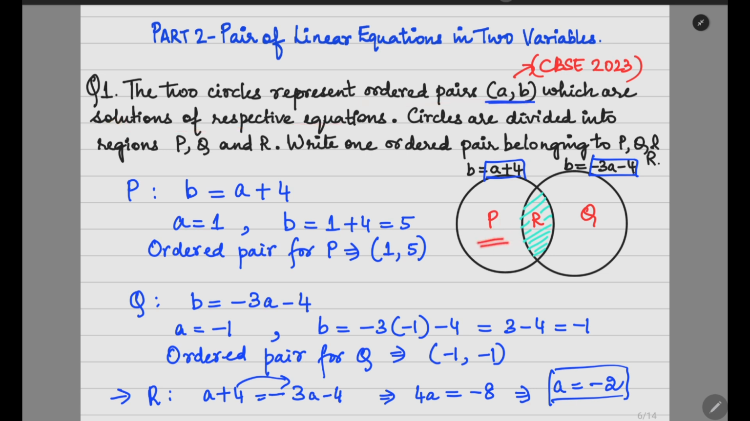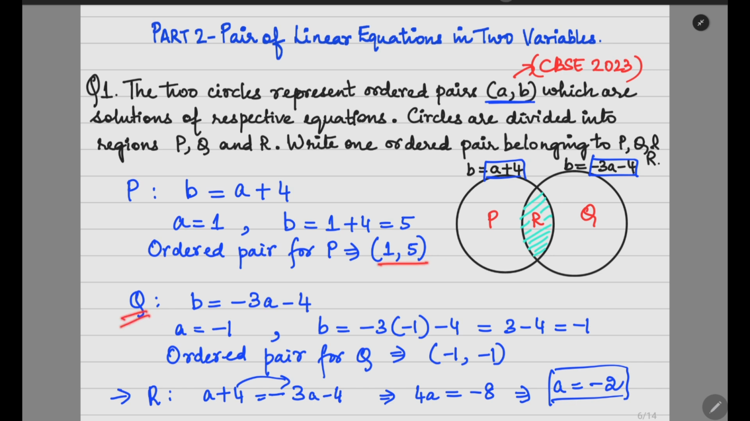So for P, you are given this linear equation. For Q, you are given another linear equation. You can substitute any value. So for P, this is the linear equation. Substitute any value. You can substitute A equal to 2 as well. So B will be 6. Any A value, and then write the ordered pair for P for this particular solution as A comma B.